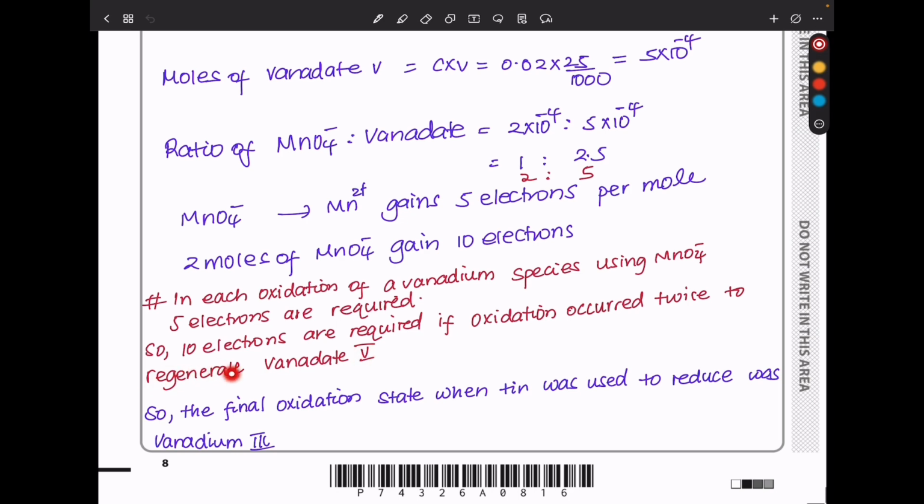And again, we're talking about the regeneration. It means previously it was vanadium 5 and the reduction occurred until vanadium 3. So the final oxidation state when tin was used to reduce was vanadium 3.